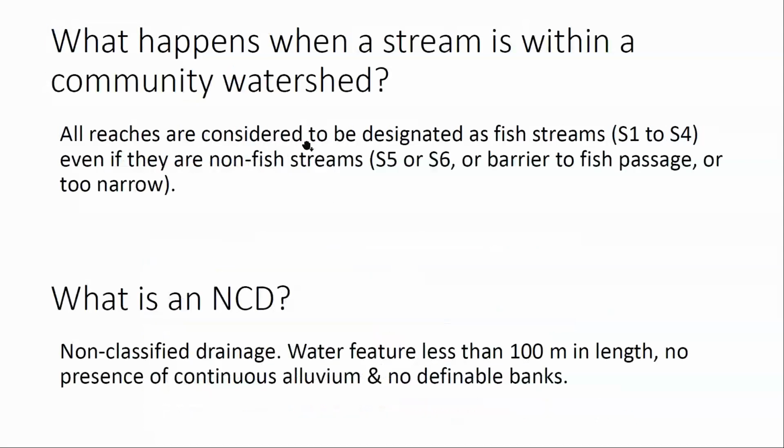Here I talked about the community watershed, and also about this notion of a non-classified drainage. Those are water features that are less than 100 meters in length and have no presence of continuous alluvium or no definable banks. I have a question later for you to work through that has to do with non-classified drainages. Those are over and above the S1, S2, S3 to S6. Those are when you can't classify it as one of those.